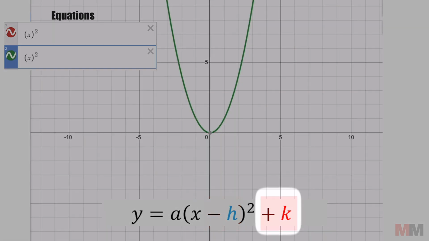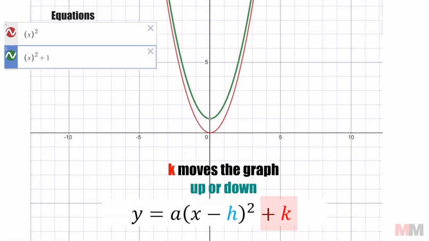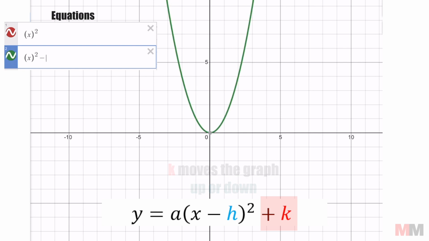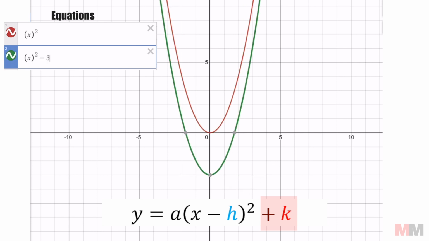Moving on to K, when that number is not inside that parentheses, let's say we change it to +1. Then it is an up and down transformation. +1 moves the entire graph by 1 unit, 2 moves the entire graph by 2 units, and so forth. If it is a negative number, then it would move it down. -3 moves everything down 3 units, and so forth.